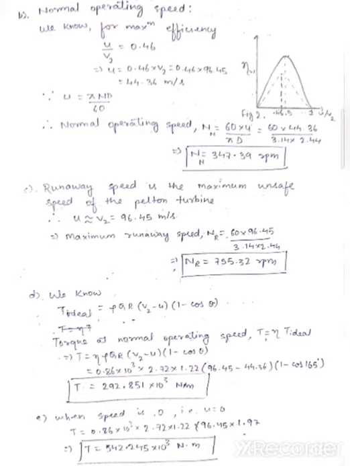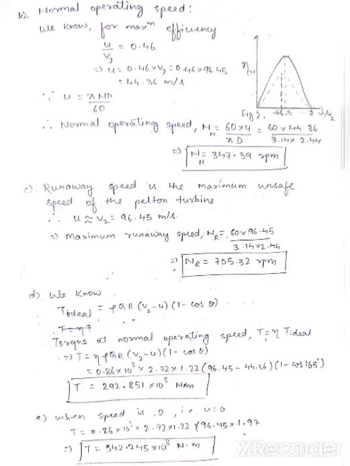Here we know all the values, and theta is the angle of deflection, the angle by which the fluid flow deflects after hitting the wheel of the turbine, which is specified to be 165 degree for maximum efficiency. So we'll easily be able to find T to be equal to 292.851 into 10 to the power 3 Newton meter.